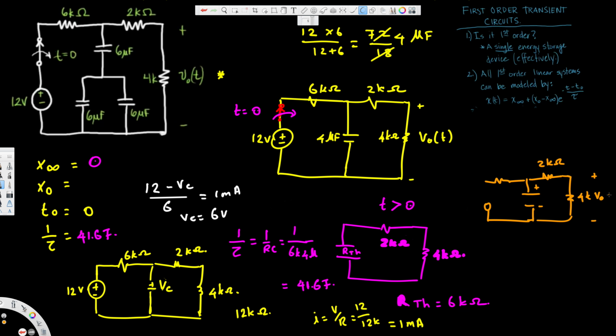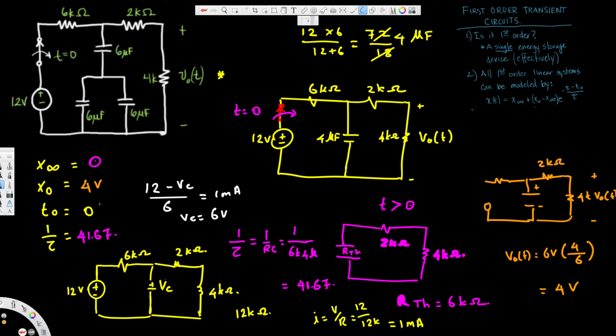So V naught is what we are trying to find, and from this we can see VC, we found the voltage across this one is 6 voltage. Now to find V naught of t, it is equal to 6 voltage times the resistance of this, that is 4 kilo ohm, over the total resistance 4 plus 2, that's 6, and if you multiply, that's just 4 voltage, right? So when the time is equal to 0, we have 4 voltage, and that's what we found out right here, 4 voltage.